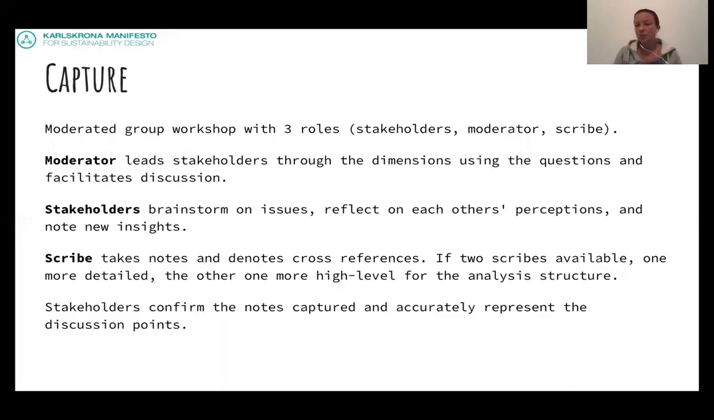So this is a moderated group workshop with usually 3 roles: stakeholders, moderator, scribe. Sorry, no scribe on board today. You're doing it yourself. The moderator leads the stakeholders through the dimensions using questions and facilitates discussion. And the stakeholders brainstorm on issues, which is what you're doing today, reflect on each other's perceptions. So if there's 2 of you sitting in front of the computer, you can talk about it with each other and then note down your insights. And the scribe, also you, takes notes and denotes cross-references. So if 2 scribes are available, then one can do it more detailed and the other one more high level for the analysis structure, whatever floats your boat. And then the stakeholders confirm the notes captured accurately represent the discussion points. 2 in 1 for you today.